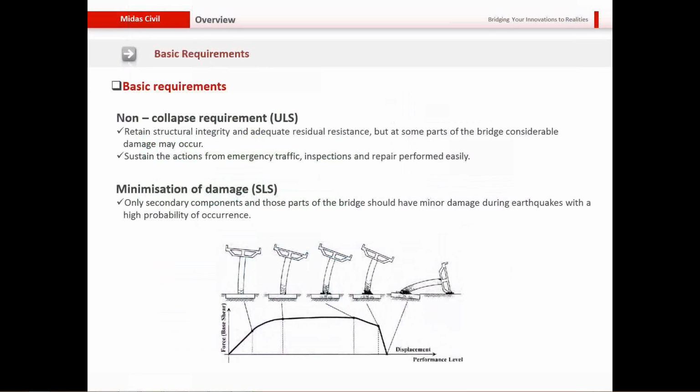So coming first to our basic requirements. The basic requirements are pretty much the same across both the American as well as the European code. We have a non-collapse requirement, that is, the structure should not collapse. Under ULS, it should maintain its structural integrity, and even though at some parts of the bridge considerable damage may occur, overall the bridge should not collapse. And it should also be able to sustain actions from emergency traffic, and inspection and repair should be easy.